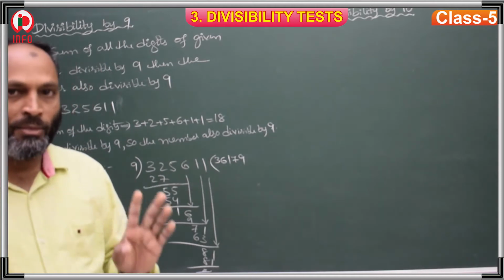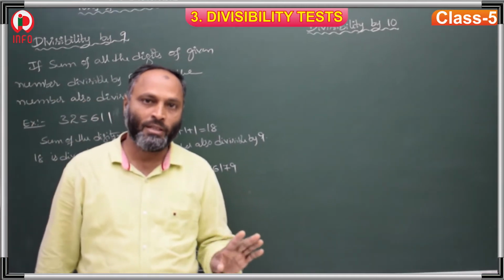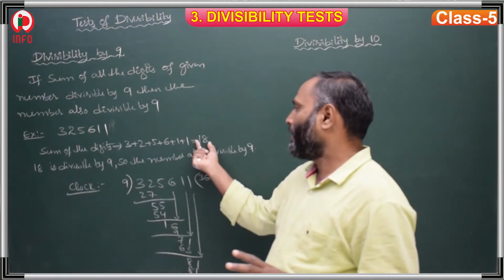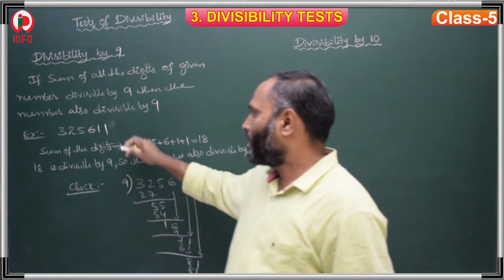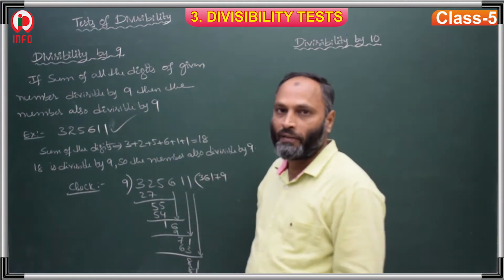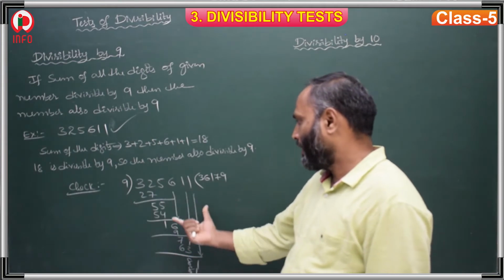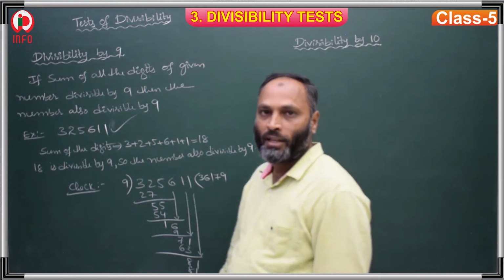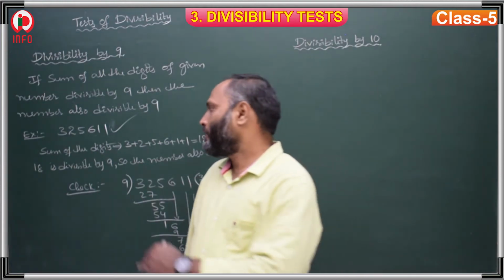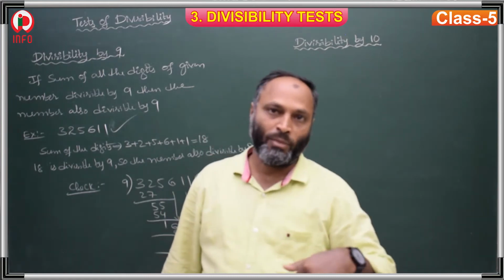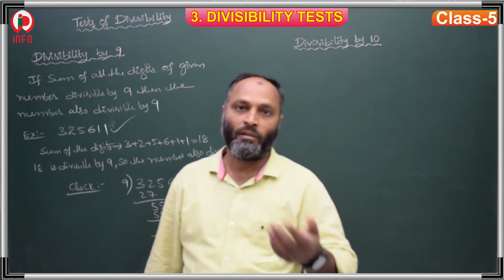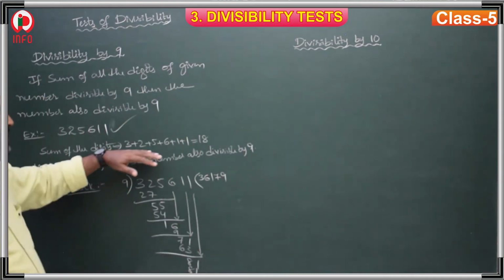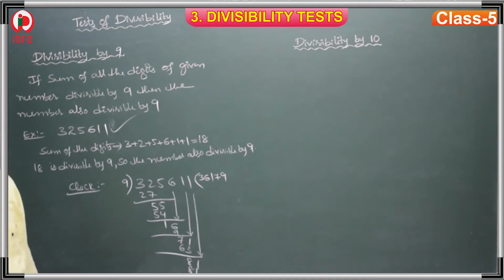So for 9, we have to take the sum of all the digits. If the sum of all the digits is divisible by 9, then the number is also divisible by 9. Otherwise it is not divisible by 9. If you want to check, take a given number and check using the 9 table. It is a shortcut to find whether a given number is divisible by 9 or not without doing any division.